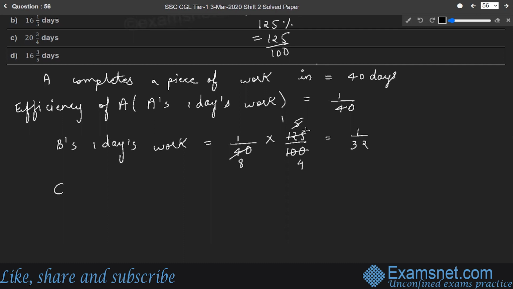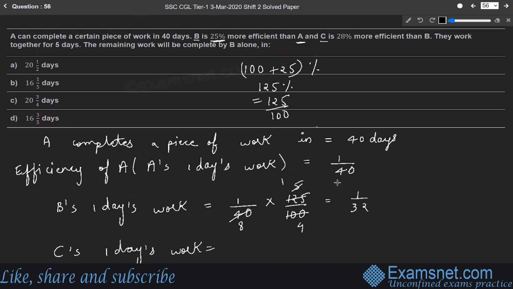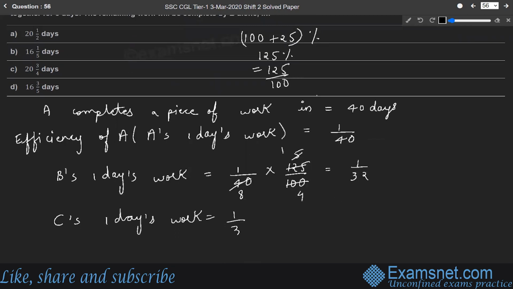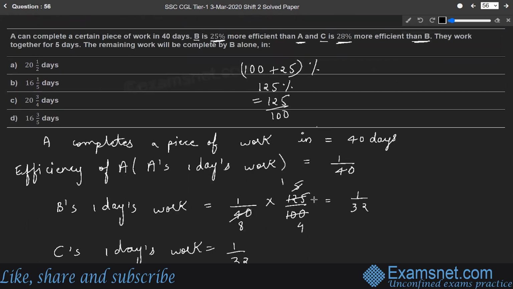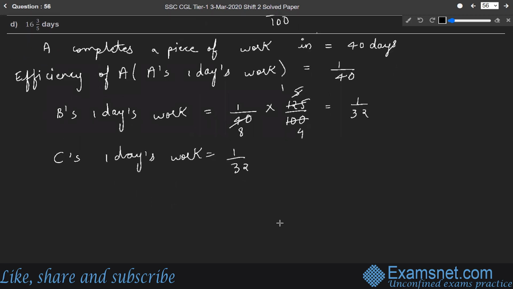Similarly, efficiency of C, which is C's 1 day's work, will be equal to... You can see that C is 28% more efficient than B. So firstly, what is the efficiency of B? 1 by 32. C is 28% more efficient than B. 28% more means 128 divided by 100, right? I hope now the concept is clear to you. See, this is the efficiency of B and C is 28% more efficient than B. That is why 1 by 32 multiplied by 128 by 100.